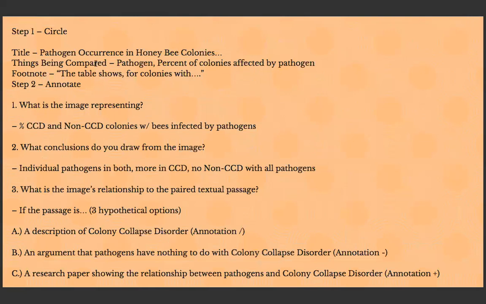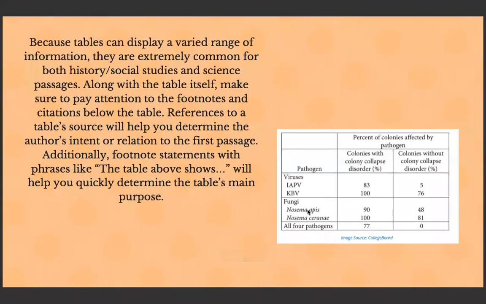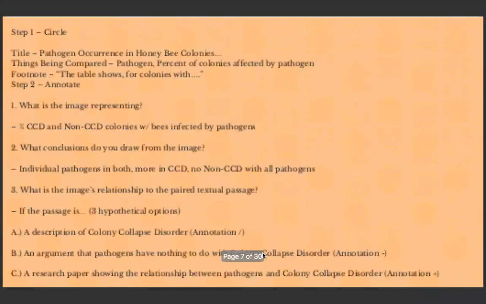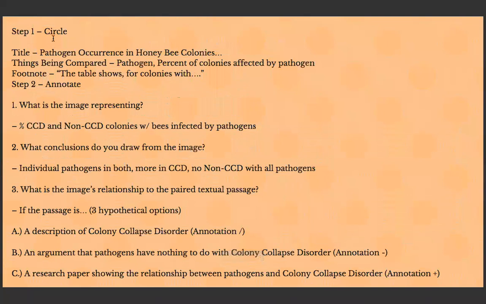Now, in this particular case, some of the information here was cut off. Obviously, there would have been a title up here, and it looks like there probably was a footnote down below. But the first step is always to circle. So circle your title, pathogen occurrence in honeybee colonies, the things that are being compared. So you're comparing the pathogen to the percentage of colonies affected by the pathogen and those that weren't. And then the footnote, the table shows for colonies with, and then it goes on.